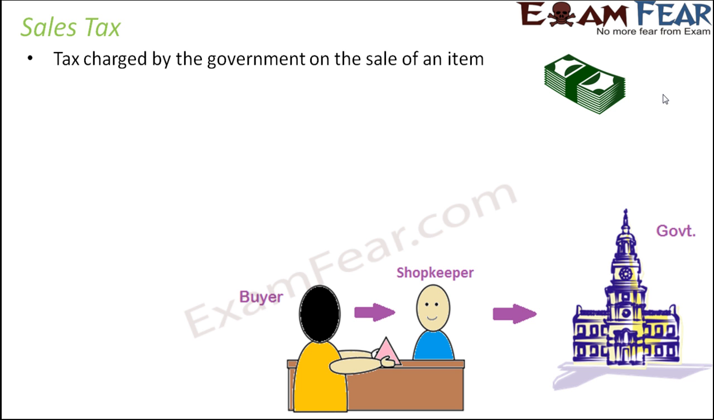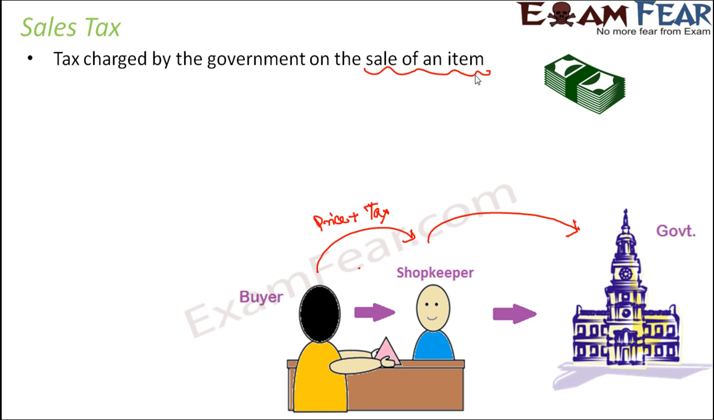So when you buy an item, you not only pay its price, but also a tax which in turn goes to the government. You pay the price of the item plus the tax, and the shopkeeper sends that tax to the government. Since this tax is charged by the government on the sale of an item, it is known as sales tax. However, these days a new type of tax has come into picture, and that is called VAT or value added tax.